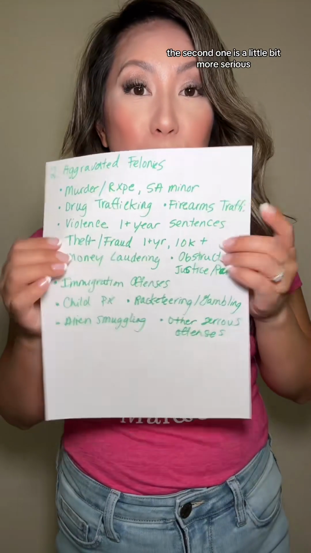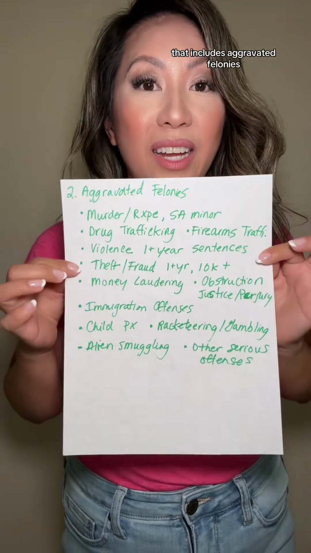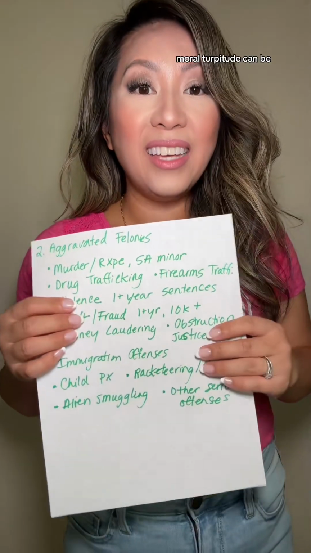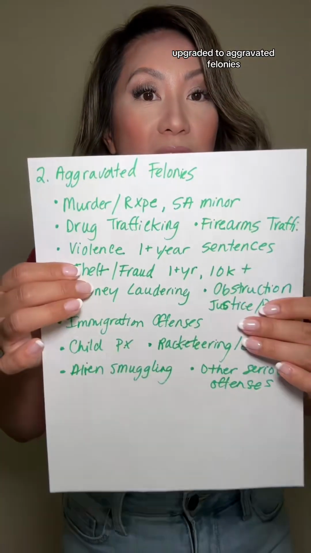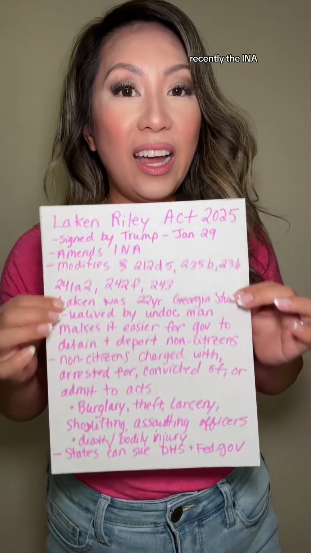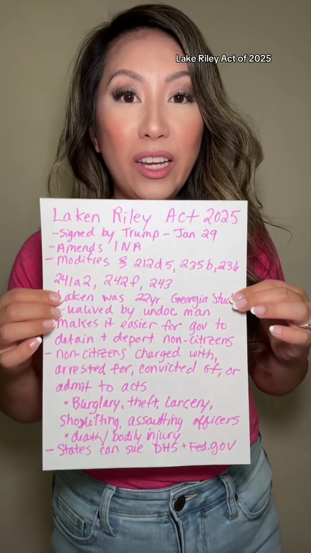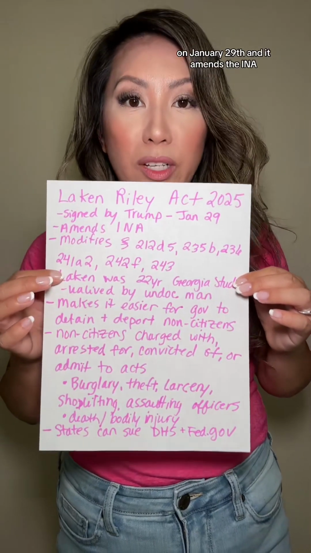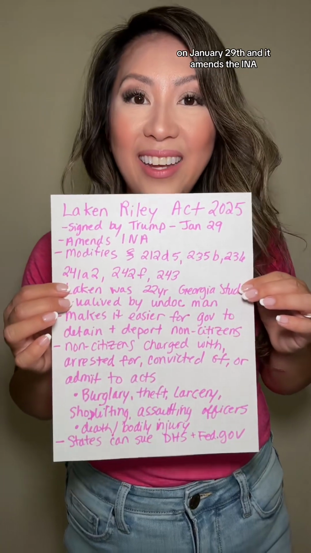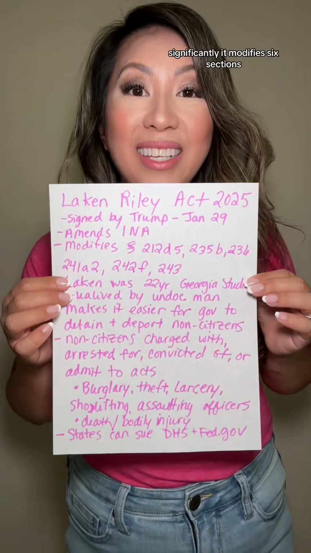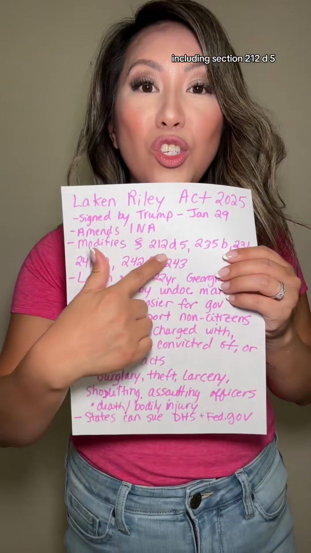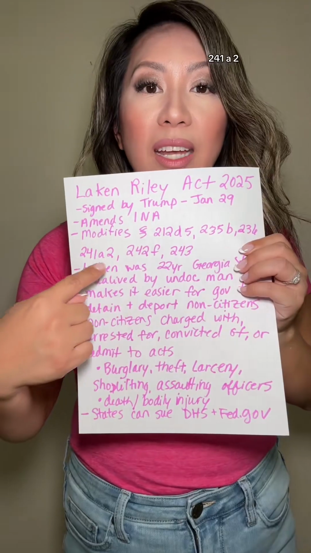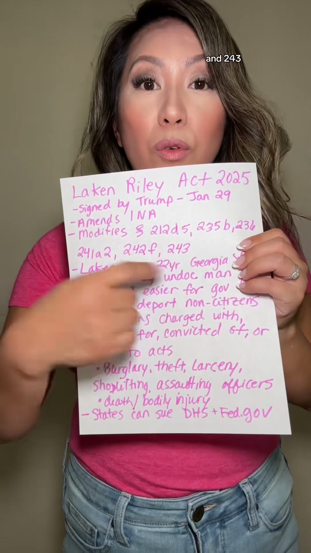The second one is a little bit more serious. That includes aggravated felonies. And sometimes those first categories, moral turpitude, can be upgraded to aggravated felonies. Recently, the INA was amended under the Laken Riley Act of 2025. It was signed by Donald Trump on January 29th, and it amends the INA significantly. It modifies 6 sections, including Section 212D5, 235B, 236, 241A, 242F, and 243.